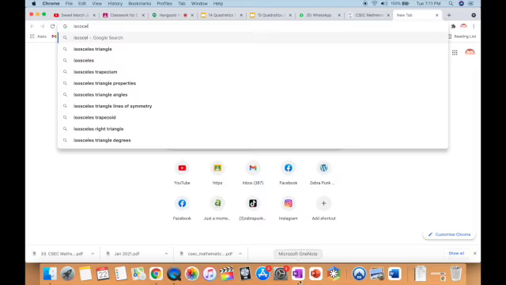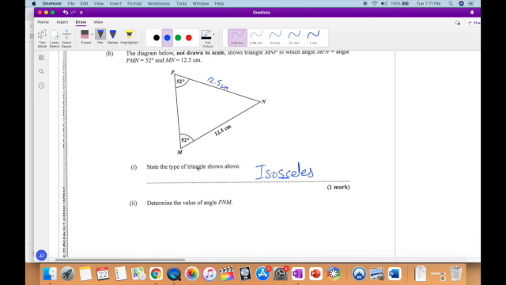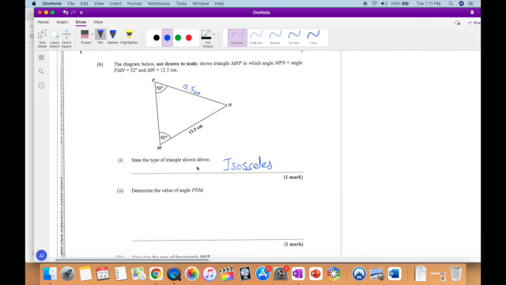Isosceles. Yes, I knew that. I knew it had an S and a C somewhere in there, right? So, Scotia, you could not help me to spell isosceles. Scotia, Shazay, you all there?